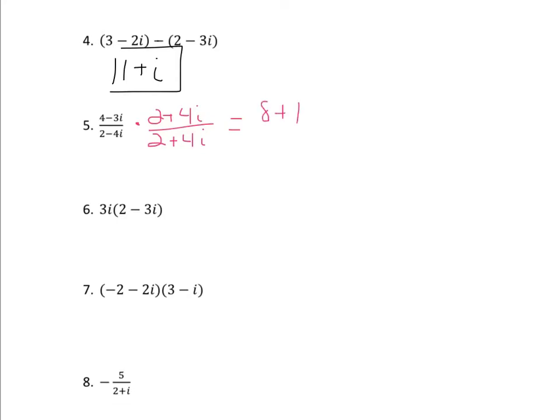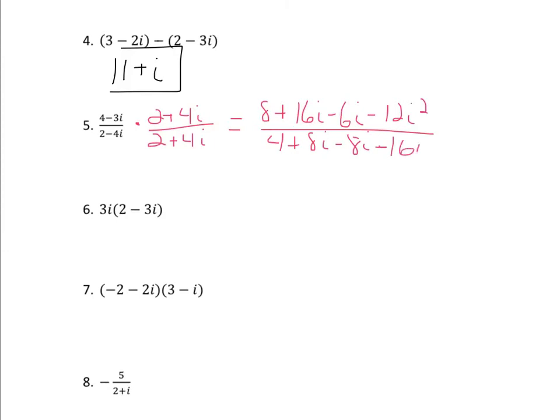plus 16i minus 6i minus 12i squared. And on the bottom, we'll have 2 times 2 is 4, plus 8i minus 8i. I just want to show this for the first time so you see that the middle term is always going to cancel out when you multiply by the conjugate.